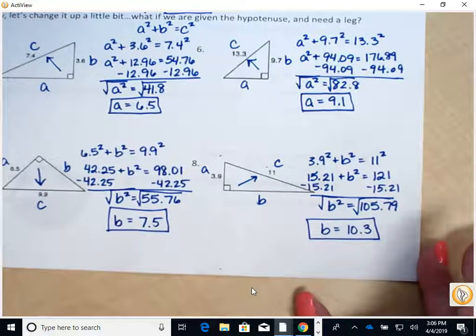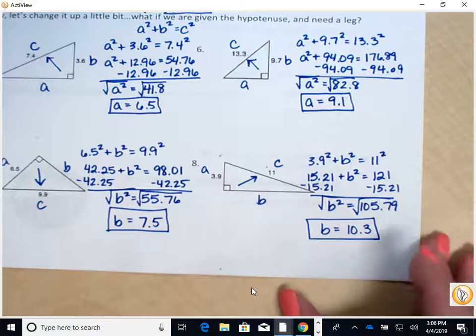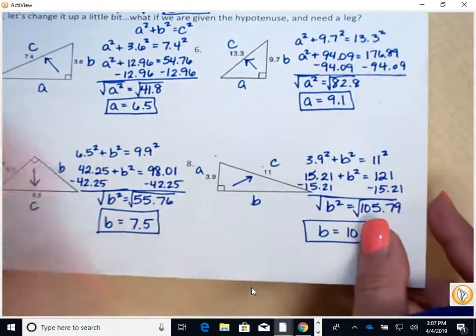Alright, again, if you missed anything or I went too fast, pause, rewind, do what you got to do to get all your notes. Moving on to the next page is some practice.